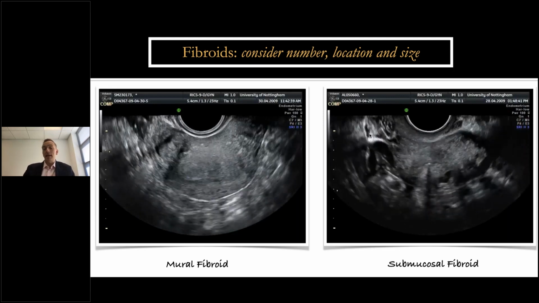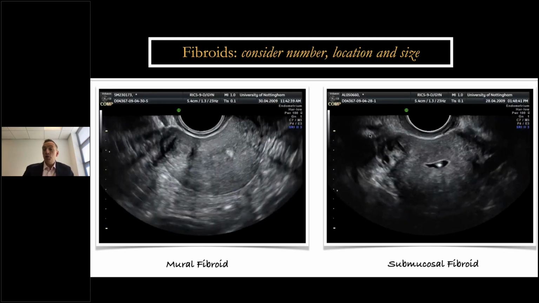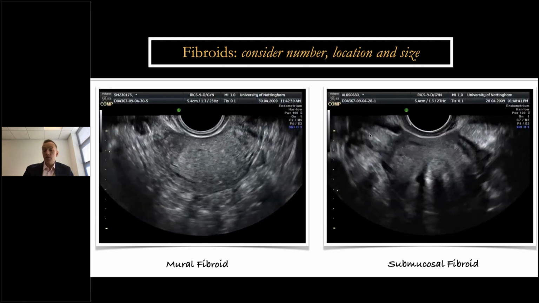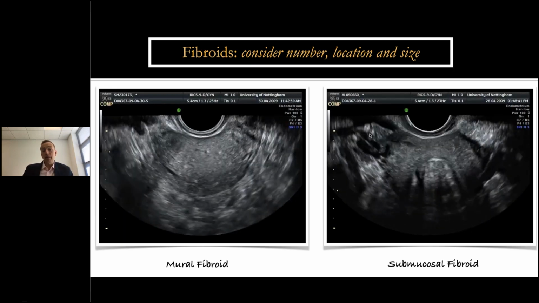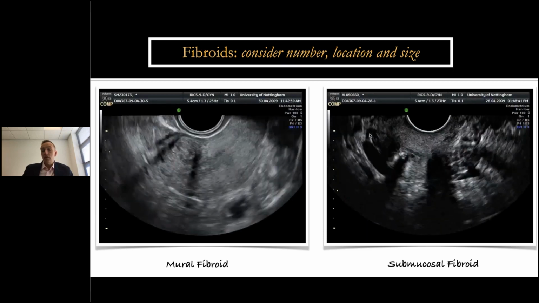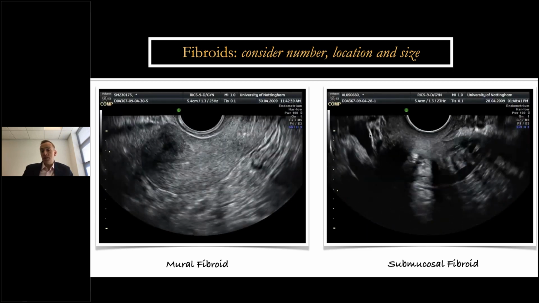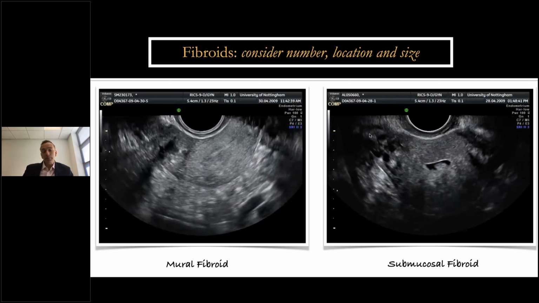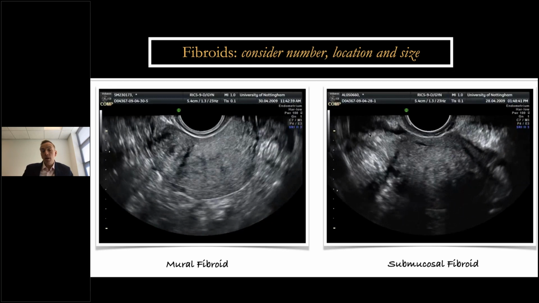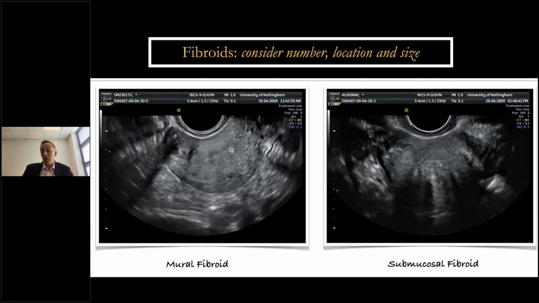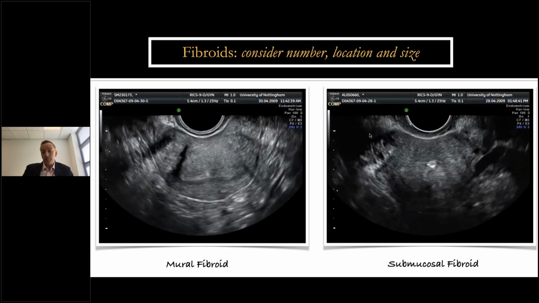So I presume that many of you would say submucosal fibroids, we should be advising these are removed to improve fertility and reduce the risk of miscarriage, whereas the mural fibroids we can often leave unless there's many of them or they're above a certain size. And 2 centimeters is usually the size people talk about, and 4 centimeters again is sort of the upper limit. But is that actually true? Are mural fibroids innocent, and are submucosal fibroids all pathological?